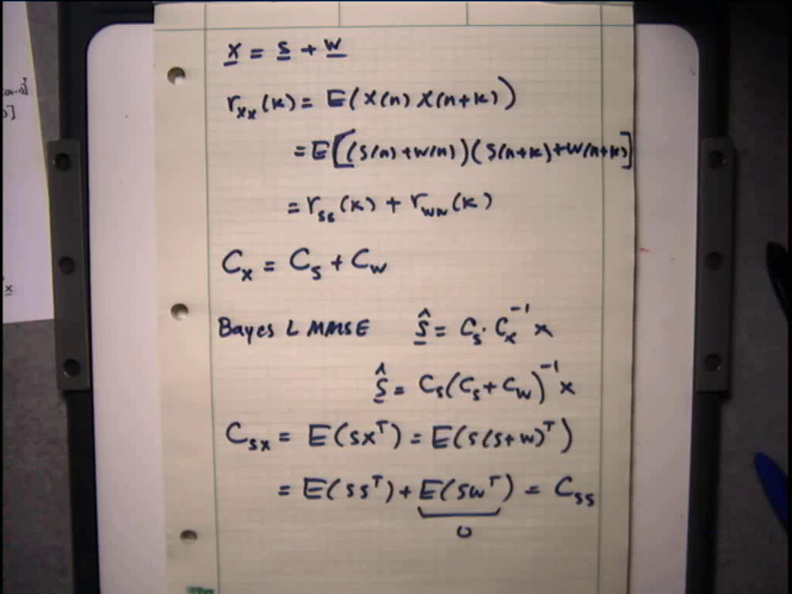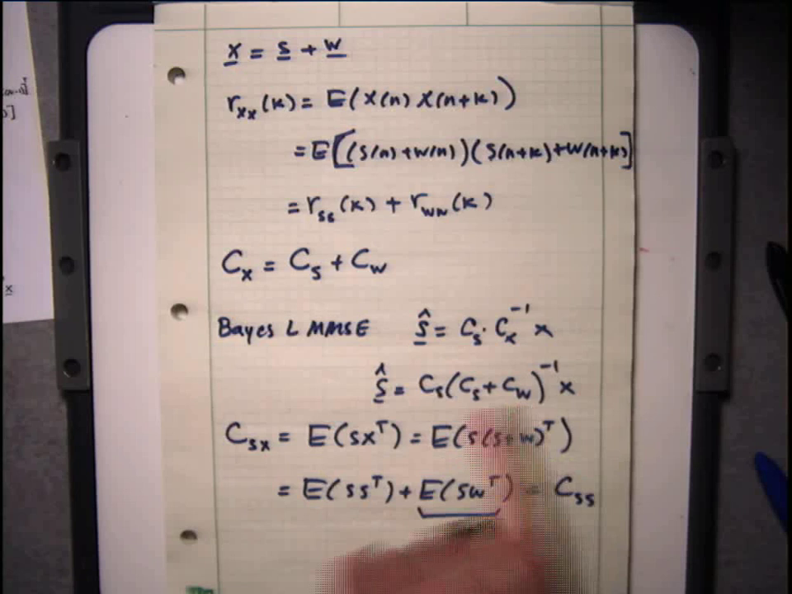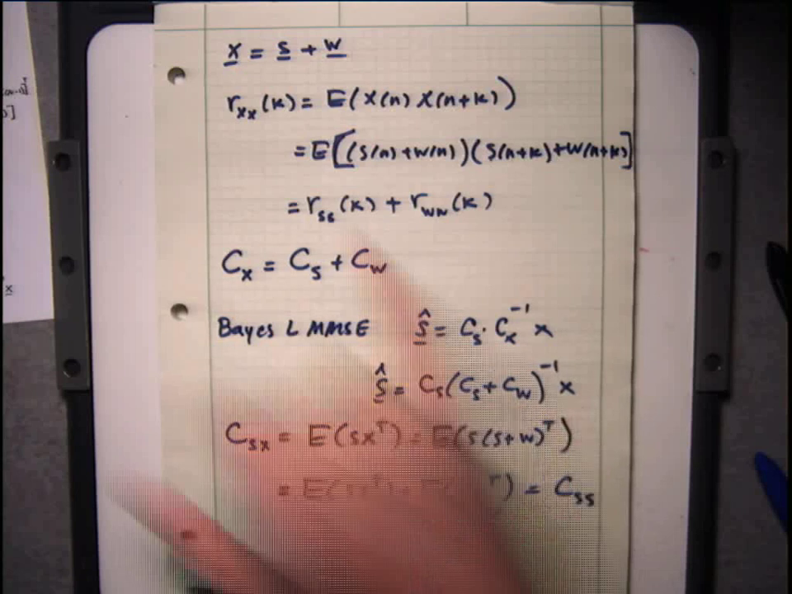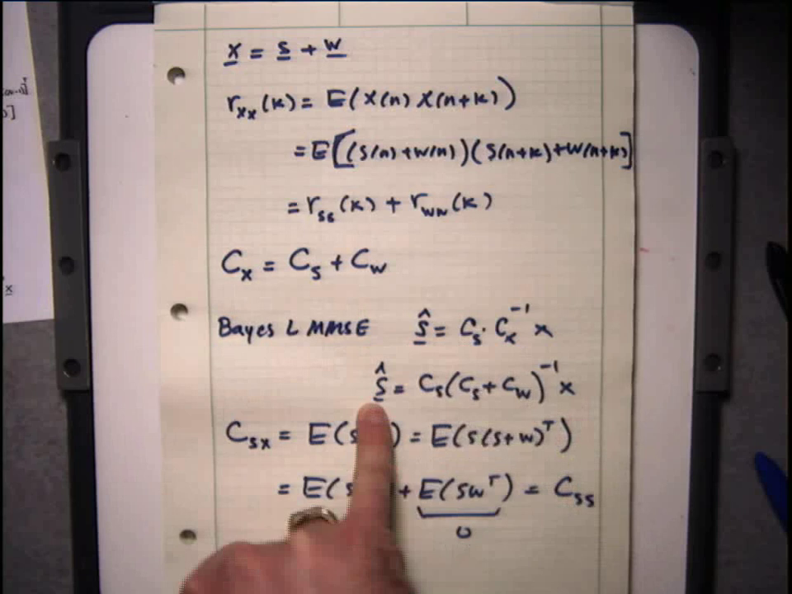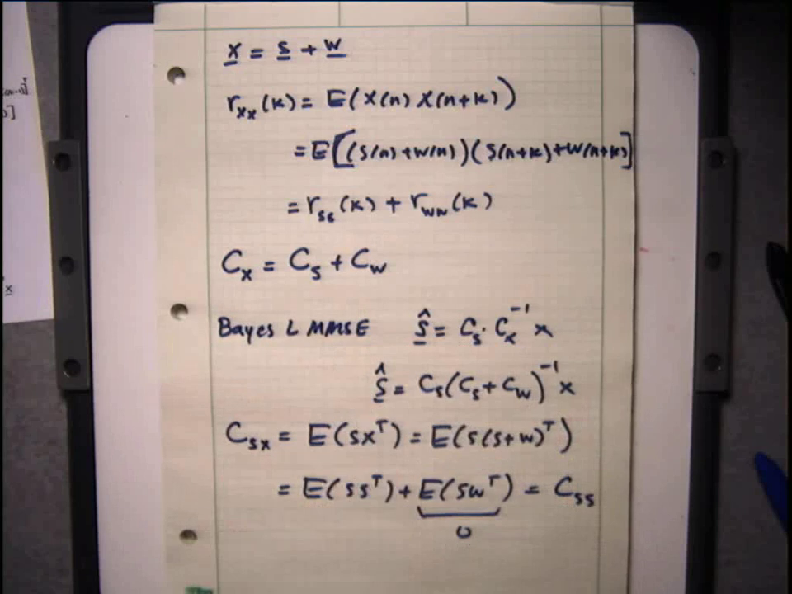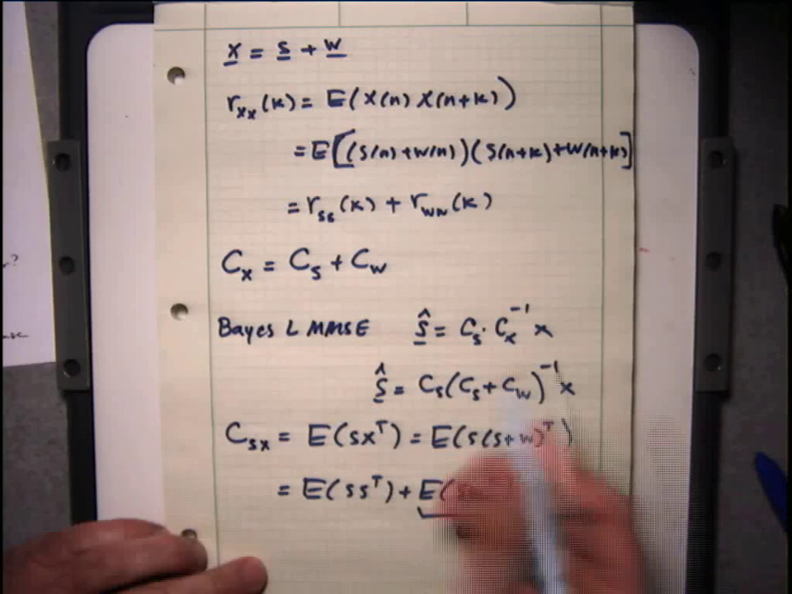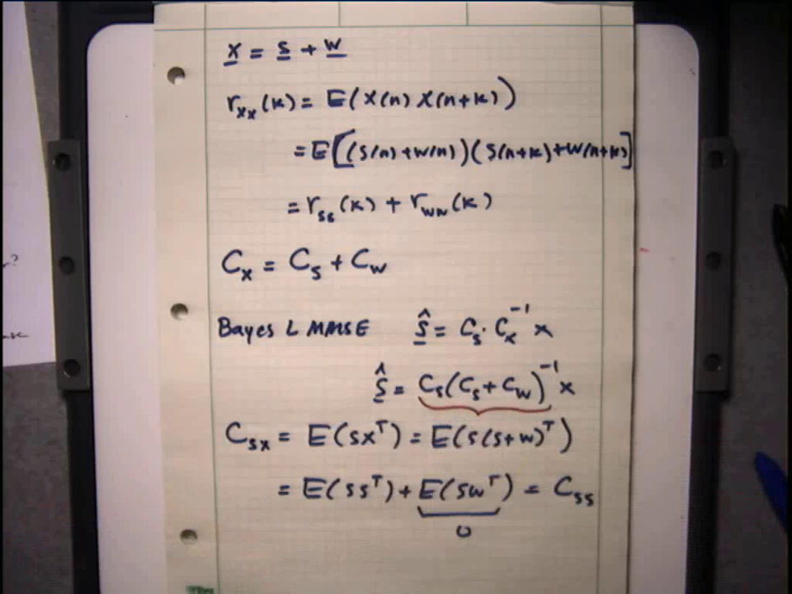So what this says is, in order to find the Bayes linear minimum mean squared error estimate, what you need to do is to find the covariance matrix for the signal and the noise, and by combining these two in this fashion and multiplying by the data vector x, you're going to get this estimate. Okay. This matrix here, this CS times CS plus CW inverse is called the smoothing matrix.